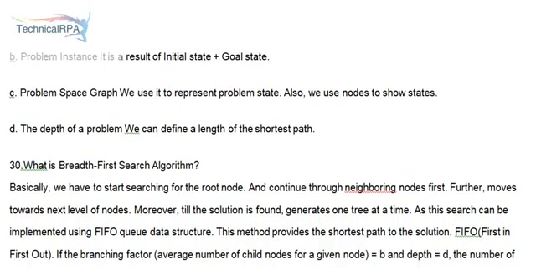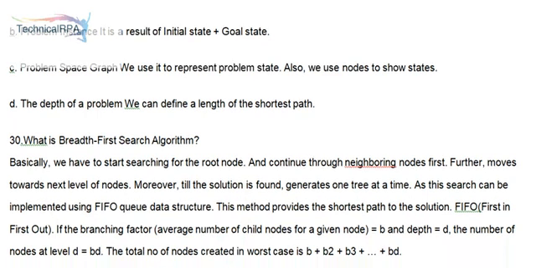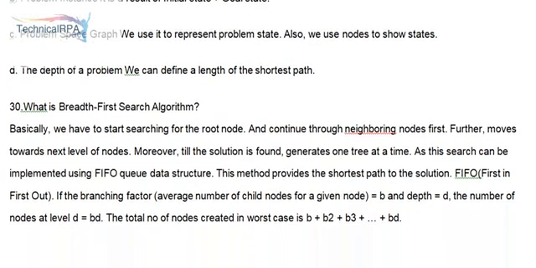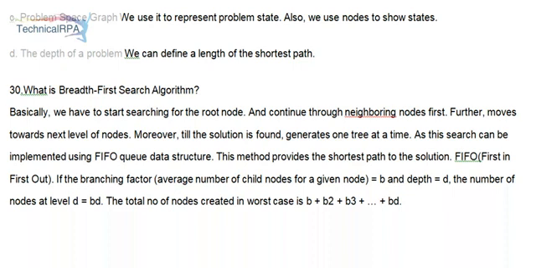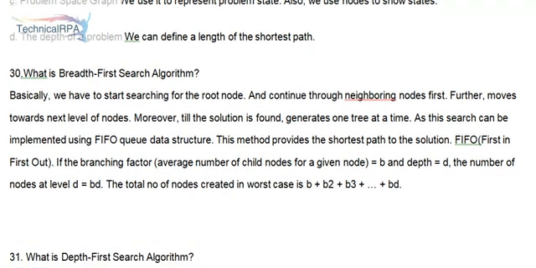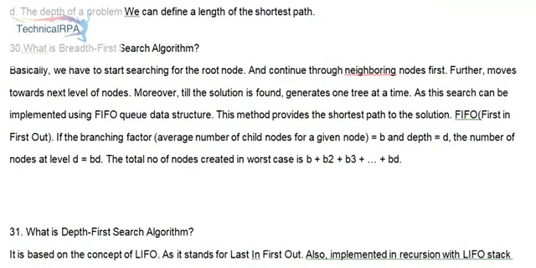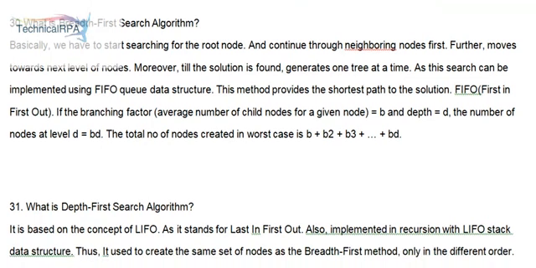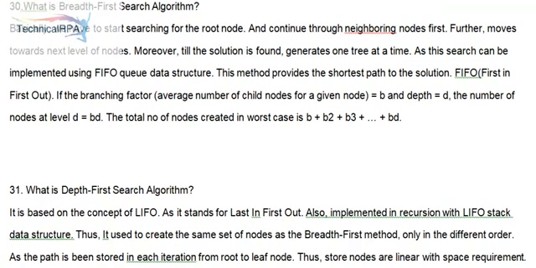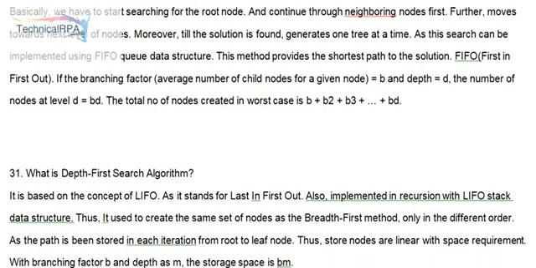30. What is the breadth first search algorithm? Basically, we start searching from the root node and continue through neighboring nodes first. Further, it moves towards the next level of nodes. Moreover, till the solution is found, it generates one tree at a time. This search can be implemented using a FIFO queue data structure, FIFO meaning first in first out. This method provides the shortest path to the solution. If the branching factor, the average number of child nodes for a given node, equals B and depth equals D, the number of nodes at level D equals B^D.